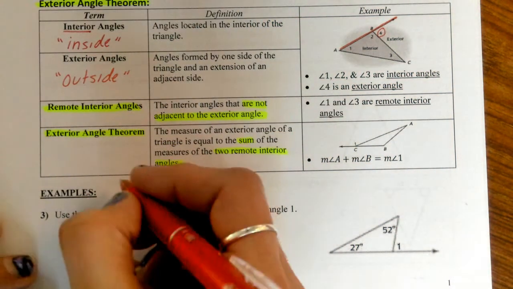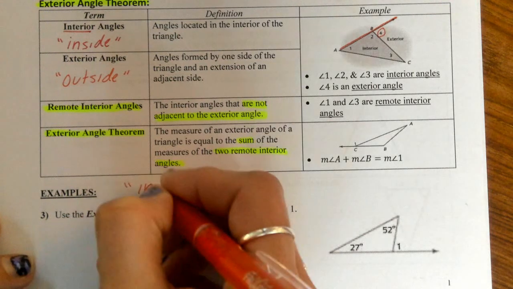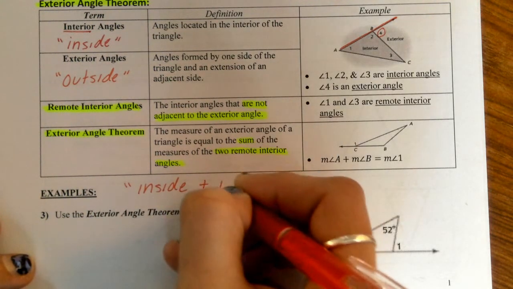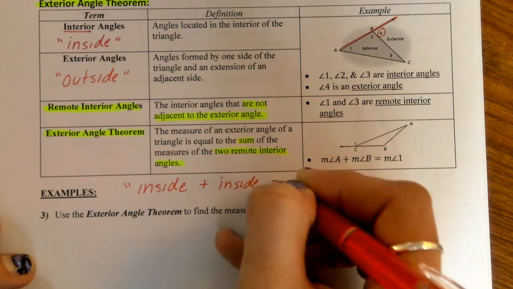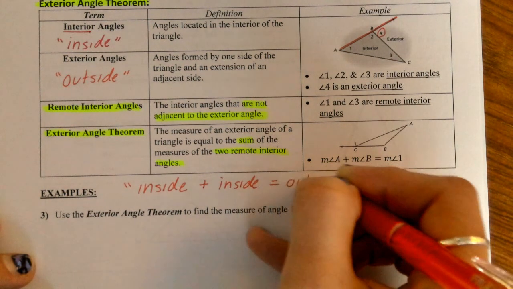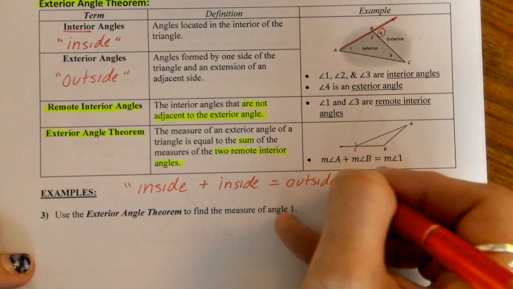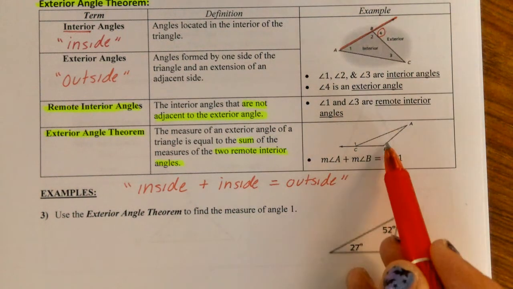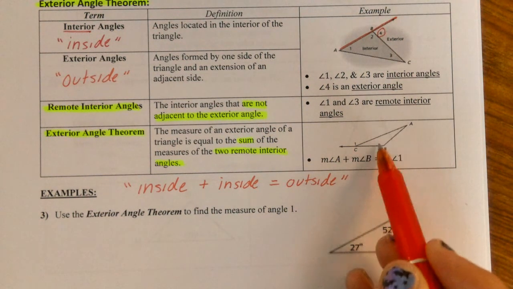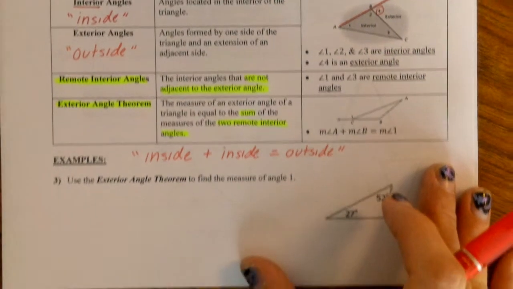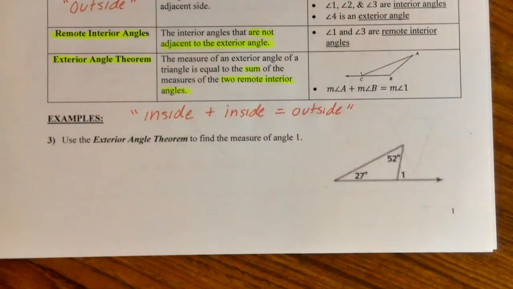What I always call this is, as long as you're adding the right inside, inside plus inside equals outside. But you have to make sure that you are using your remote interior angles, the two that do not touch it. Let's go ahead and see what this looks like with just plain simple numbers.